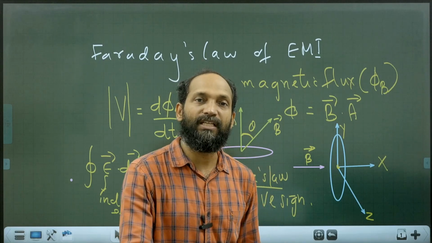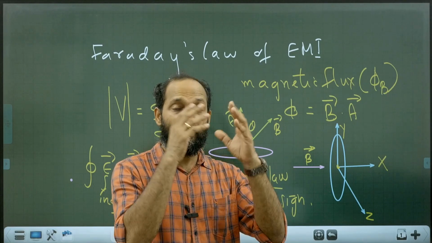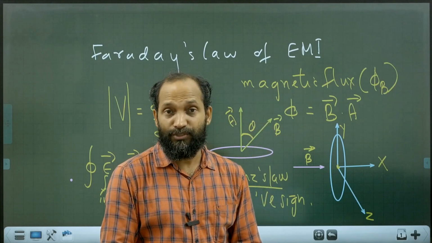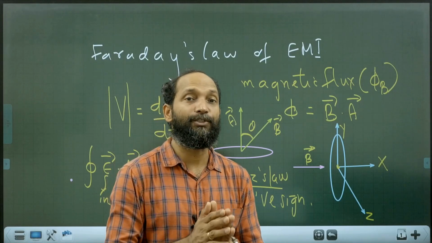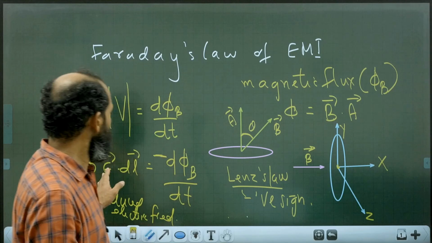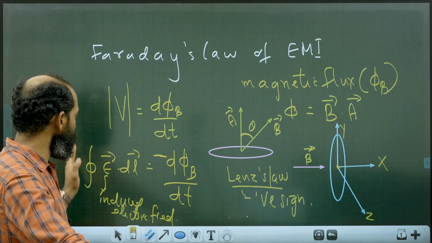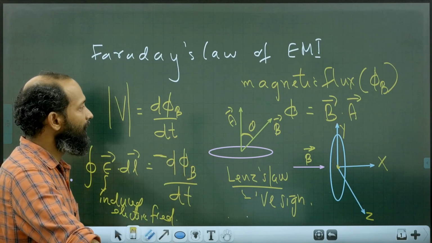Lenz's law states that induced EMF or induced current is produced in a closed loop whenever a flux change is associated with it, and the direction is in such a way that it always opposes the flux change. That's it. V equal to minus d phi by dt, closed integral E dot dl equal to minus d phi by dt, where phi is the magnetic flux.